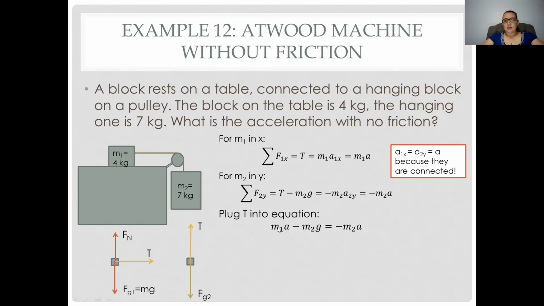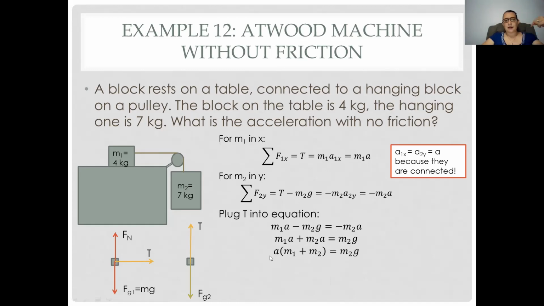We can see that two of these terms have an acceleration in them, two of them have M2 in it, but since we're looking for the acceleration, we want to group our terms so that we can get acceleration as a variable by itself. So I'll move this negative M2A to the other side of the equal sign. And I'll move this negative M2G to the other side of the equal sign. And when we do that, both of them become positive.